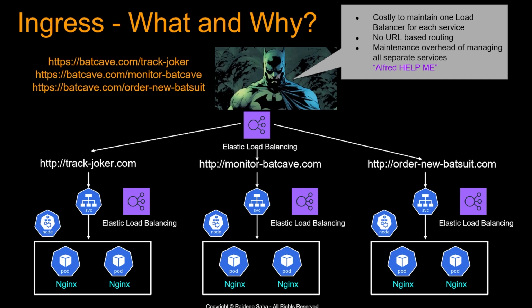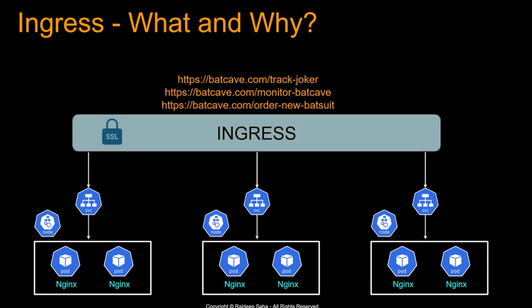And by default, if you did not use this top load balancer, you cannot have the URL-based routing because you cannot use the same top-level domain URL. Also, there is maintenance overhead of managing all these separate services. They will be part of different deployments. So how to solve this problem? Well, ingress is the answer.